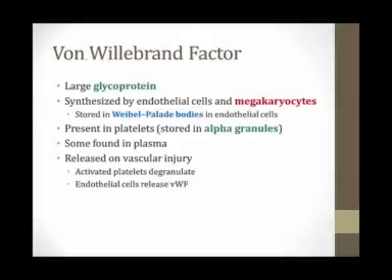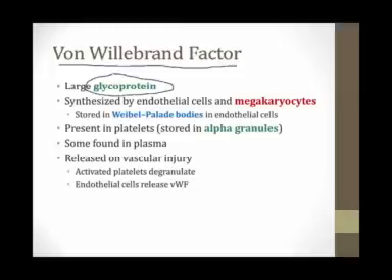Before we can talk about platelet adhesion, we have to talk about a very important substance called von Willebrand factor. Von Willebrand factor is a large glycoprotein, and it's synthesized by two important cell types. First are the endothelial cells, and second are the megakaryocytes. Now, because the megakaryocytes give rise to platelets, this means that you will find von Willebrand factor in platelets stored in the alpha granules. We'll talk more about that later.